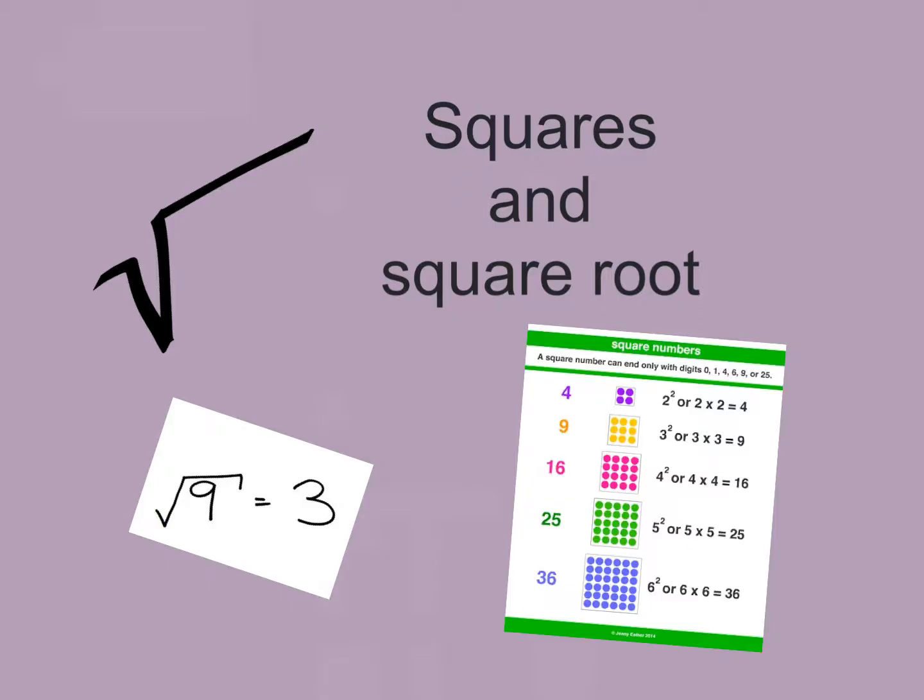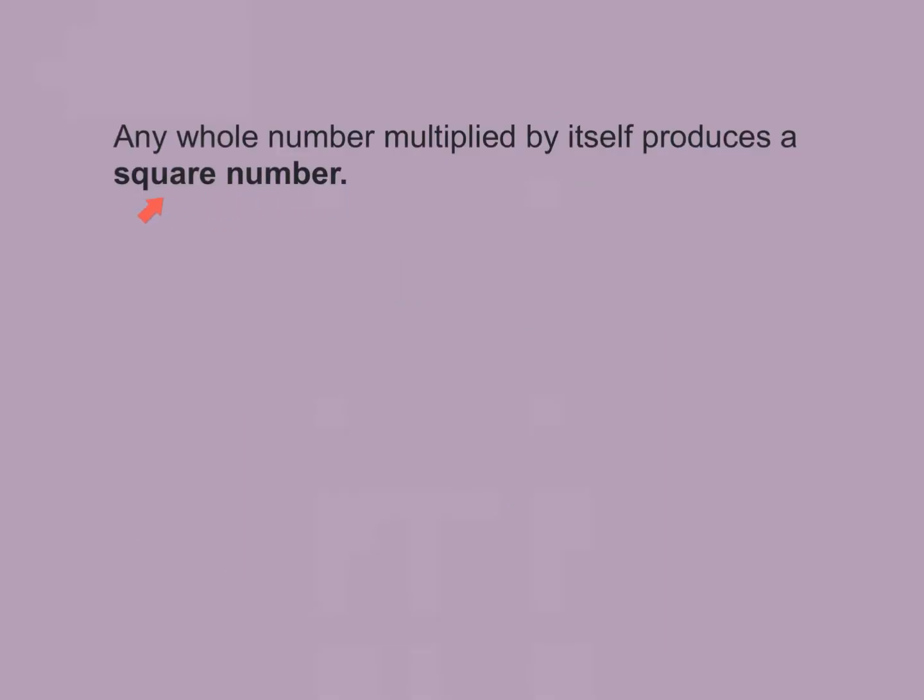Hi everyone, in this video lesson we are going to look at squares, and here are some examples of square numbers. We're also going to look at the square root, and this is the symbol for a square root. This is the square root of 9 solved to give us the answer of 3, but more of that shortly.